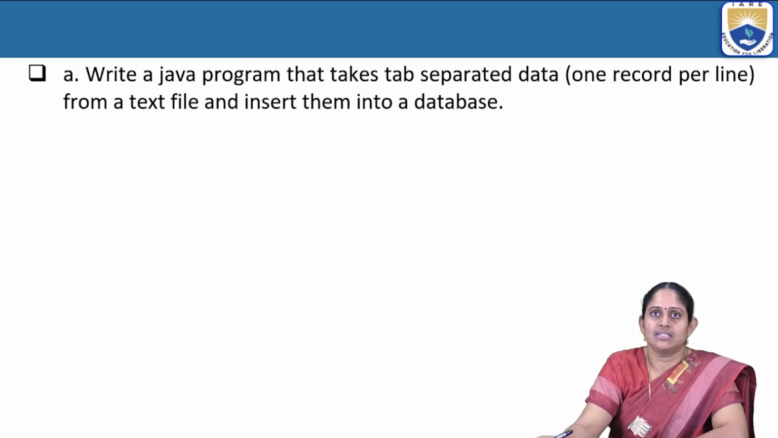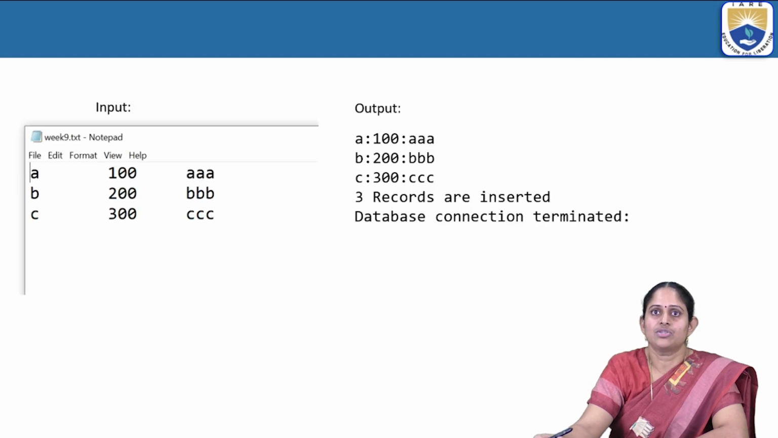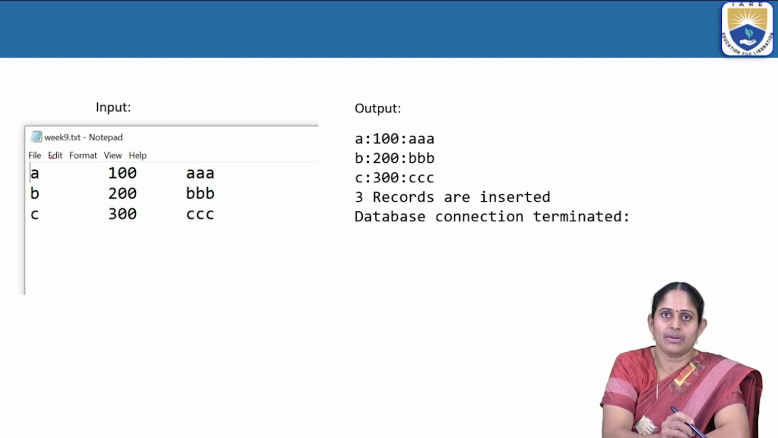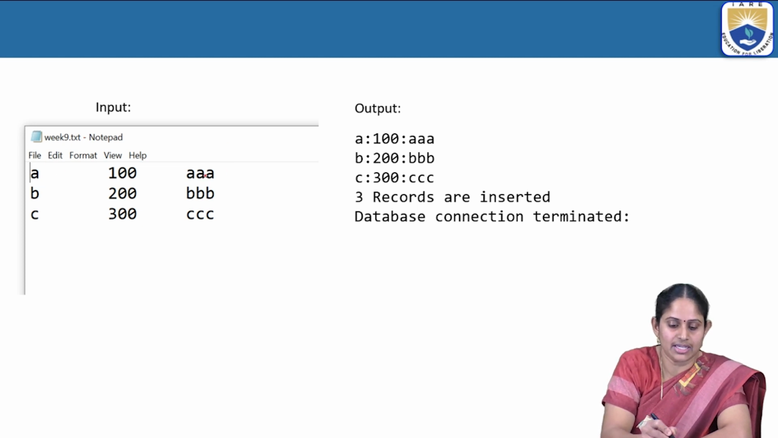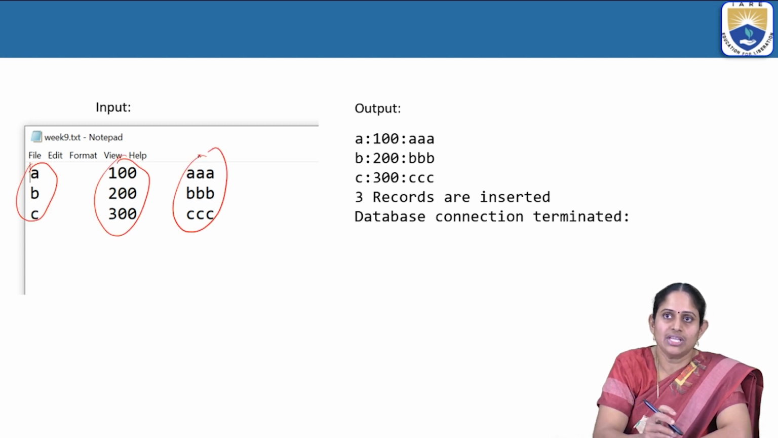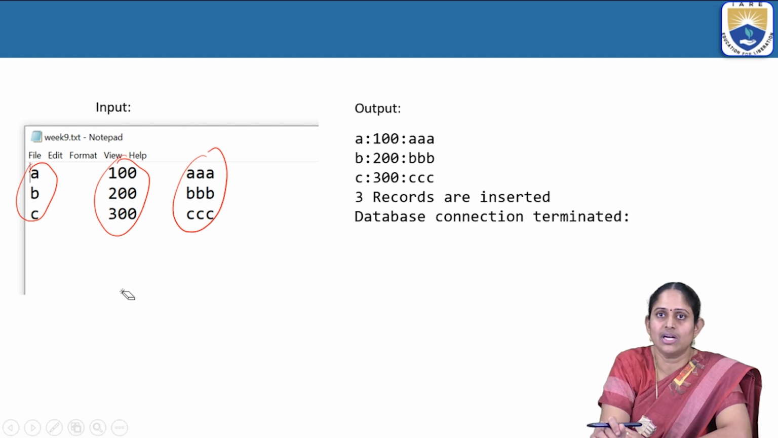So the first question is to write a Java program that takes tab separated data, one record per line from a text file, and insert them into a database. So here we have a file named week9.txt. In this file we have a few data. Let's say this is a person's name, person's phone number, and person's address. So these data we have to store into a database.